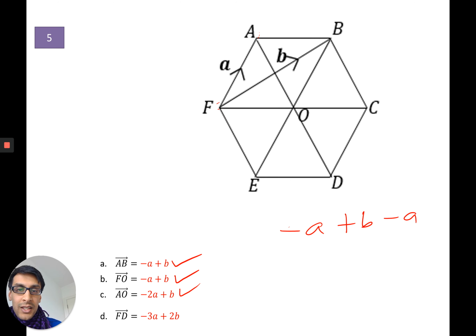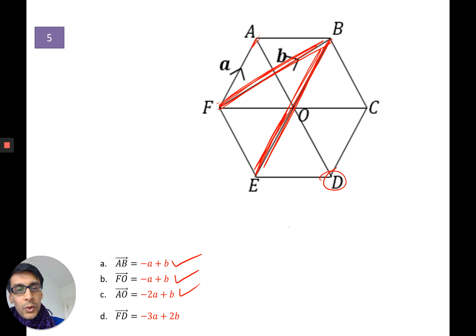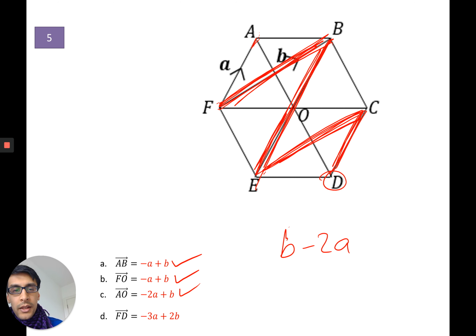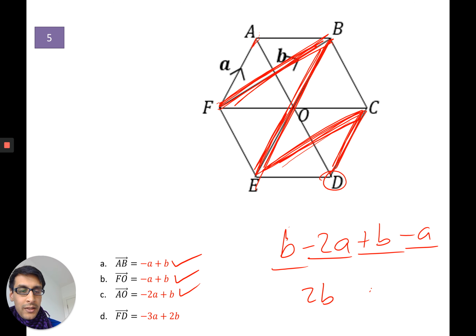And FD, so this time we're going to go from F to D. So I might, for example, go up. In fact, I might go this way. Then I'm going to go down all the way. Then I'm going to go across again, and then I'm going to go down. So that means this is B, the first one. Then I'm going down twice, and that's negative 2A. Then I'm going up again, so that's plus B, and then I'm going down again, that's negative A. So B plus B is 2B, negative 2A minus A is negative 3A.